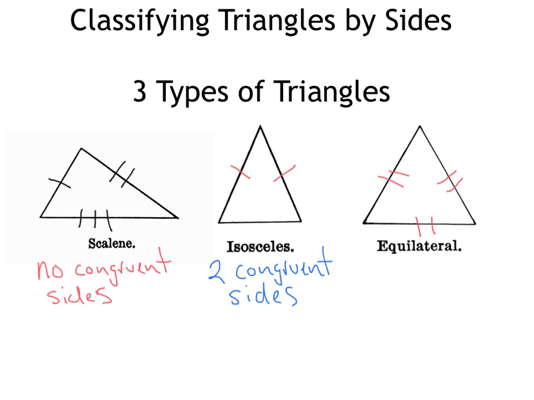The third type of triangle is an equilateral triangle. Looking at this, we see that all three sides have two tick marks. Those tick marks, again, represent that all three sides have the same linear measure. In the word equilateral, you see equal. An equilateral triangle has three congruent sides.